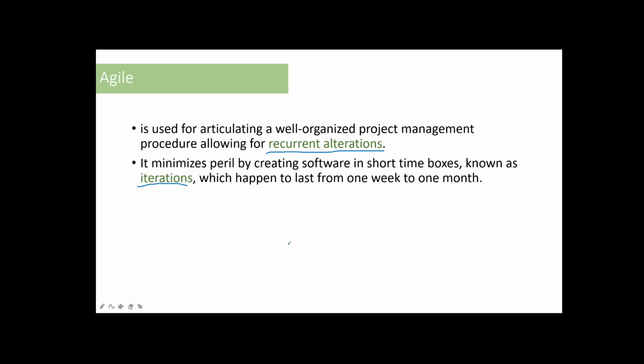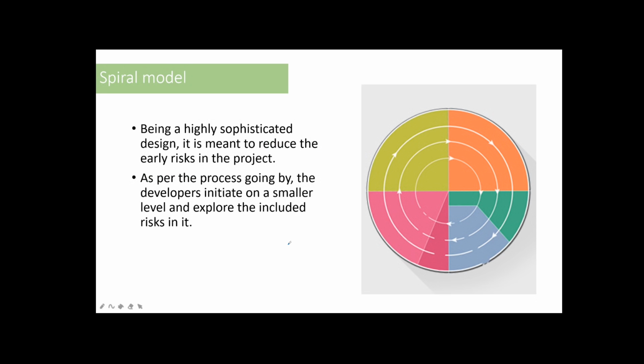And this one, a spiral model, so this is actually one model that represents agile or those time boxes iterations. So being a highly sophisticated design, it is meant to reduce the early risk in the project. So the accomplishment of this spiral is based on the consistent, observant, and conversant management of the project. So this is actually excellent for large and complex projects.